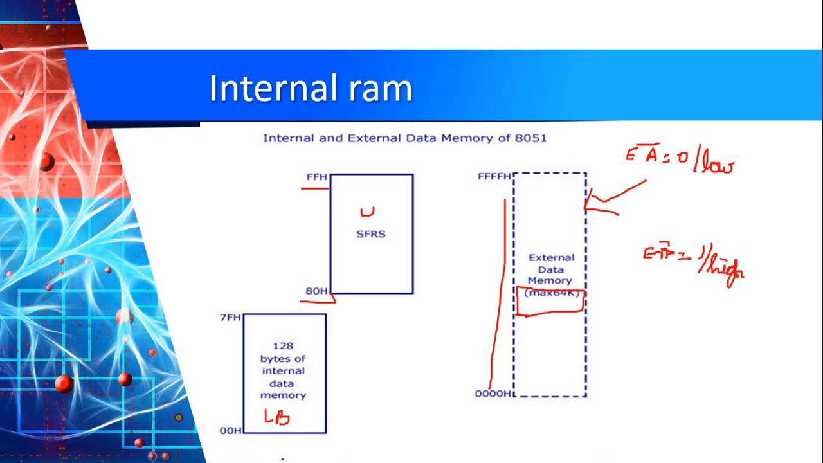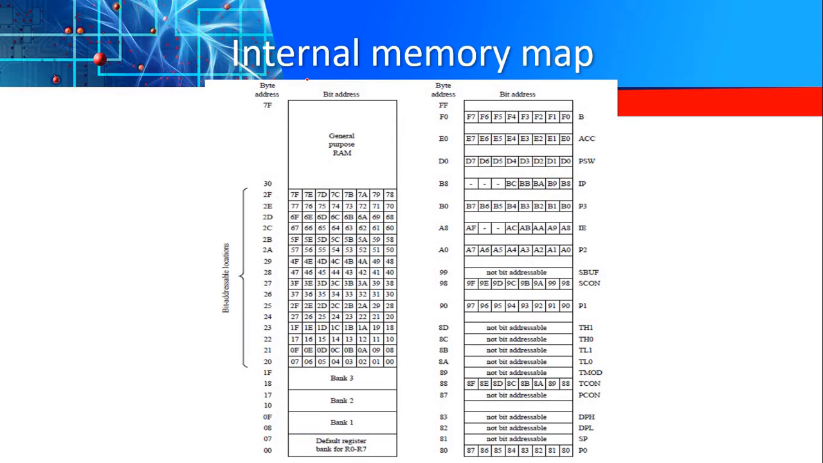Okay, this is the internal RAM structure, and also we have an internal memory map. The memory map shows how the bits are placed in the memory. See, that is 00 to 1F. This, as I have said, is the register banks.